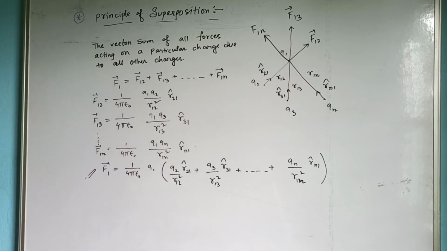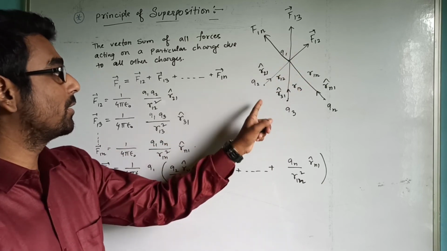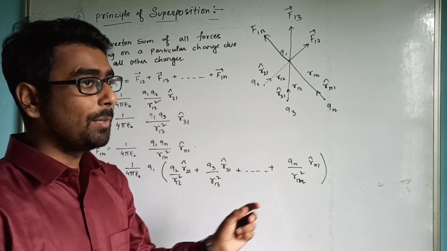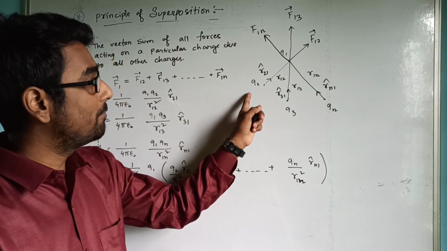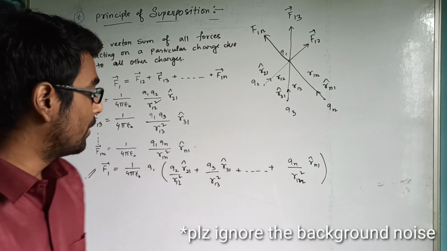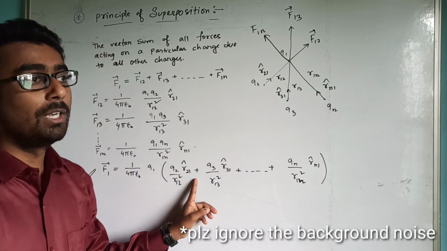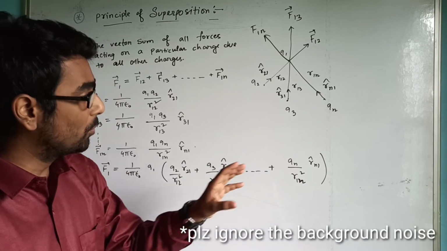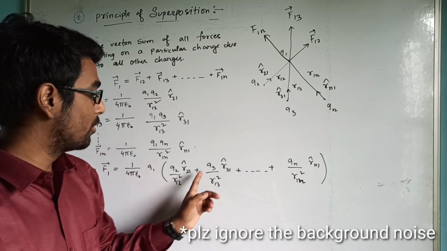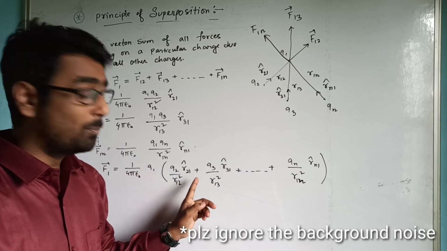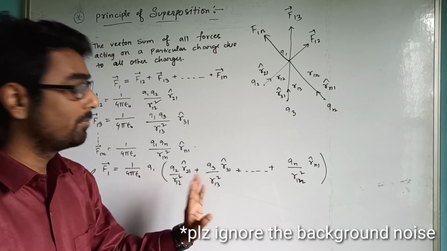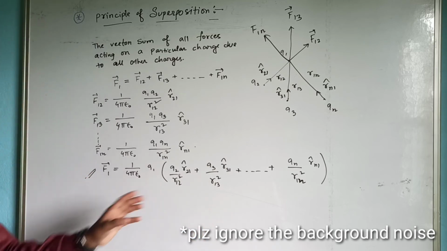Okay, if any charge is negative, what we need to do is that the sign will change. Suppose Q3 is negative, so here we will put minus Q3 by R13 whole square R cap 31.